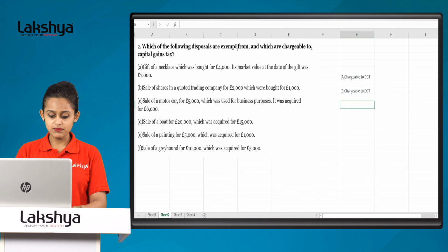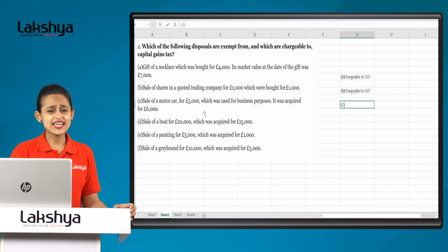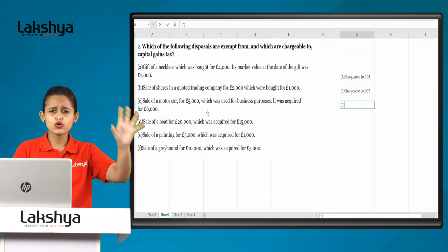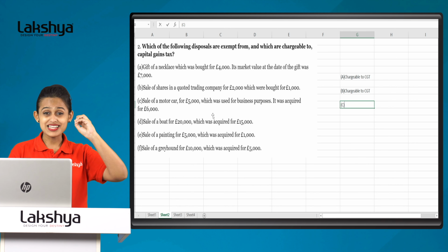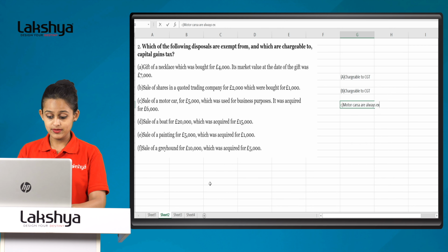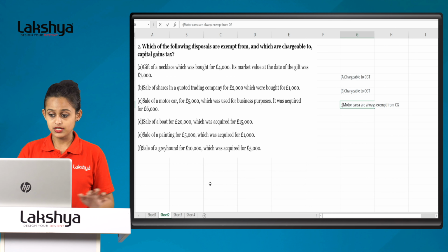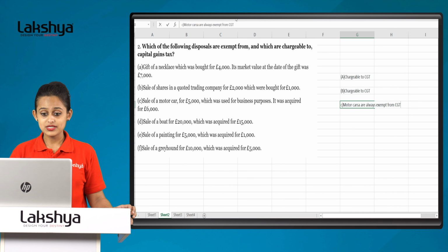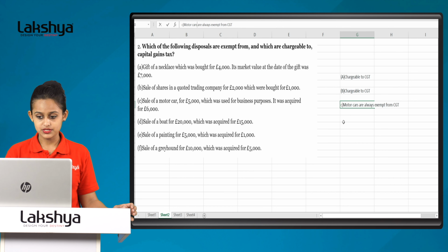Let's look at the next one. Sale of a motor car. Whenever you see motor car, keep in mind motor car is exempt from CGT. So I'm going to write exempt. You can write there, motor cars are always exempt from CGT.